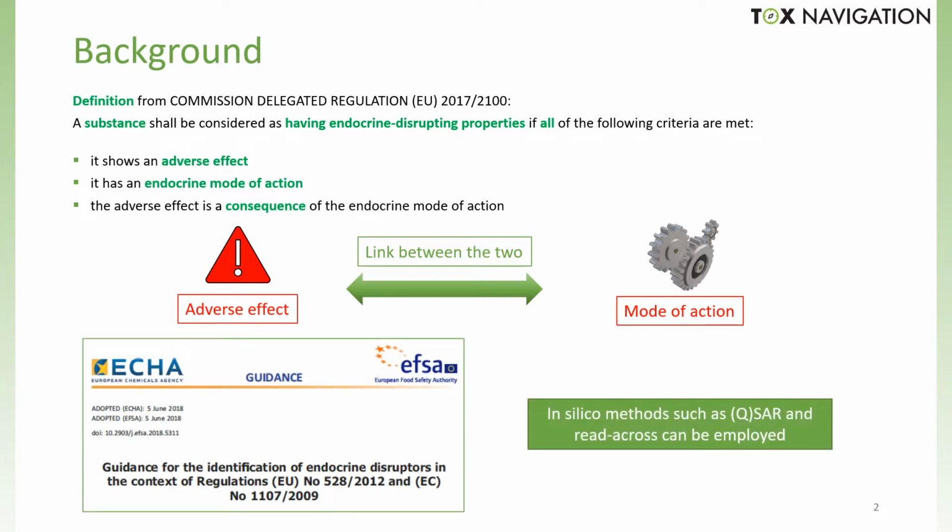A technical guidance for the identification of endocrine disruptors was published in 2018 thanks to the joint effort of ECHA and EFSA. In this guidance, the use of in silico methods is included in the first phase of the weight of evidence assessment workflow, as these methods can provide evidence for the presence of an endocrine mode of action. But what are the issues of employing in silico approaches in this context?